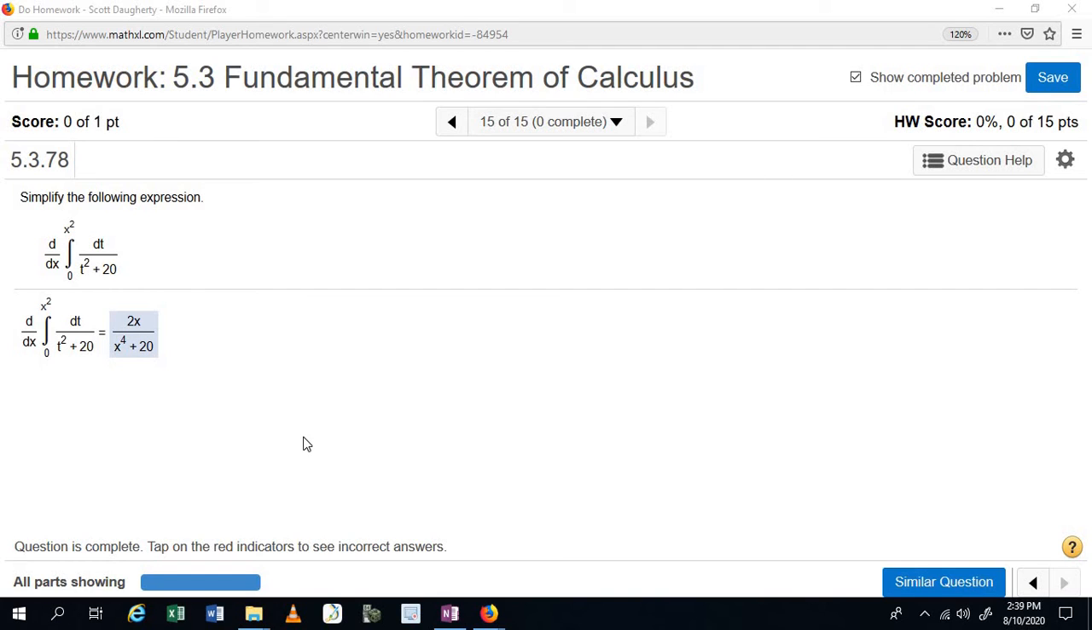Hello again. In this video, I'm going to go over this homework problem from 5.3. In this problem, we're supposed to simplify the following expression. The expression is the derivative of this definite integral with respect to x. We want to try to simplify this expression, so let me show you how we can simplify it.